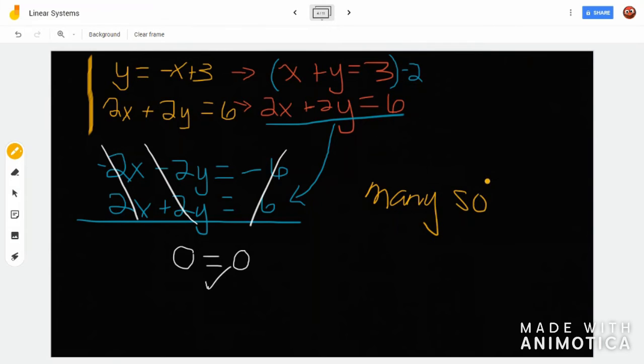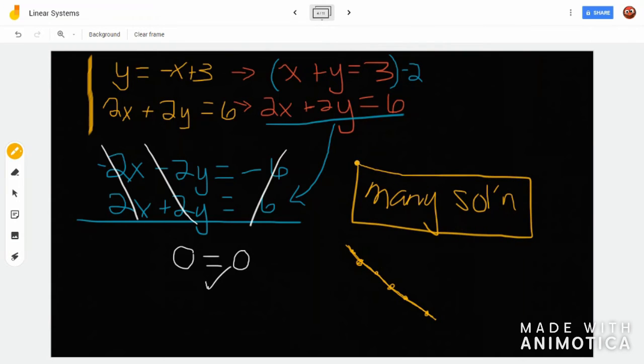Many solutions. I'm going to abbreviate solutions like this. It's not the correct way to abbreviate it grammatically, but this is what I write because it's quicker. This is a many solution system. What that means is this line is pretty much right on top of another. So every point along this line is going to work with both of these equations. It's going to work in the system. So that's our many solution example.